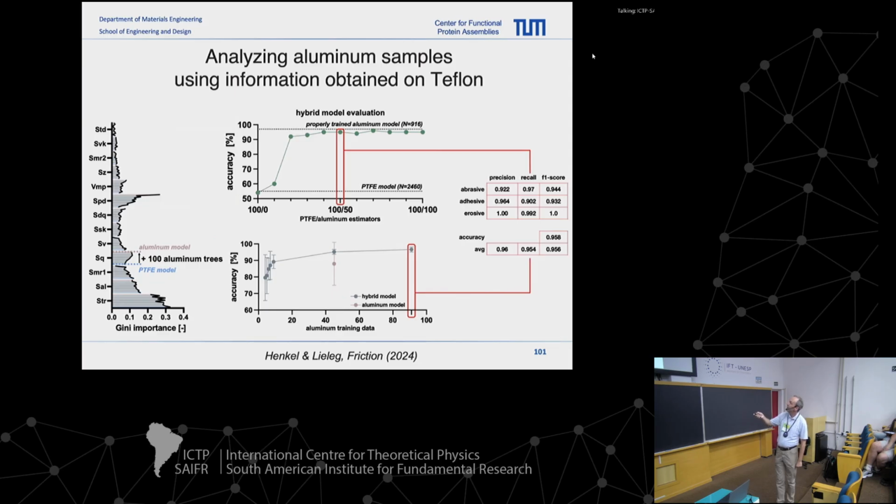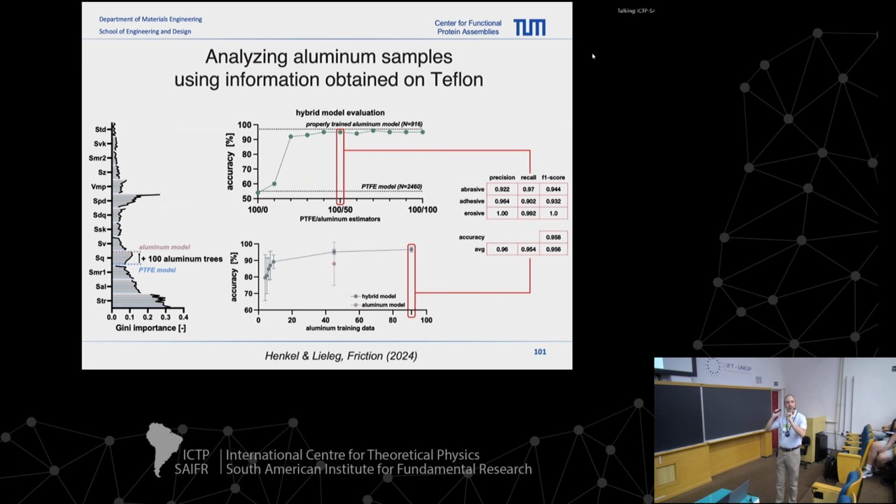Because then, starting with a pure Teflon trained system, the accuracy goes up very, very quickly. And here's a mixture of 100 Teflon trees and 50 aluminum trees. And this already gets a very nice result and is very close to a perfect system trained for aluminum. Okay, so in this system, we mix different numbers of trees.